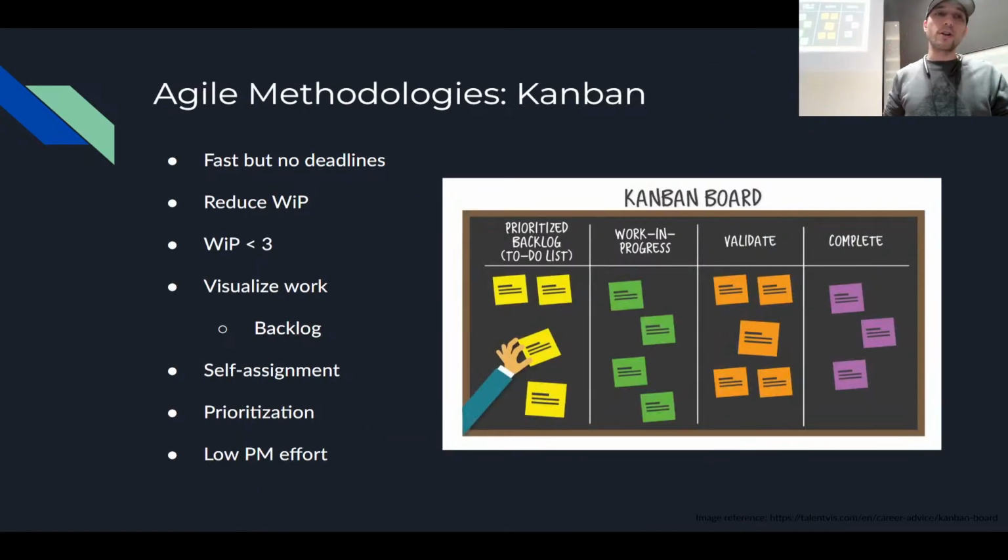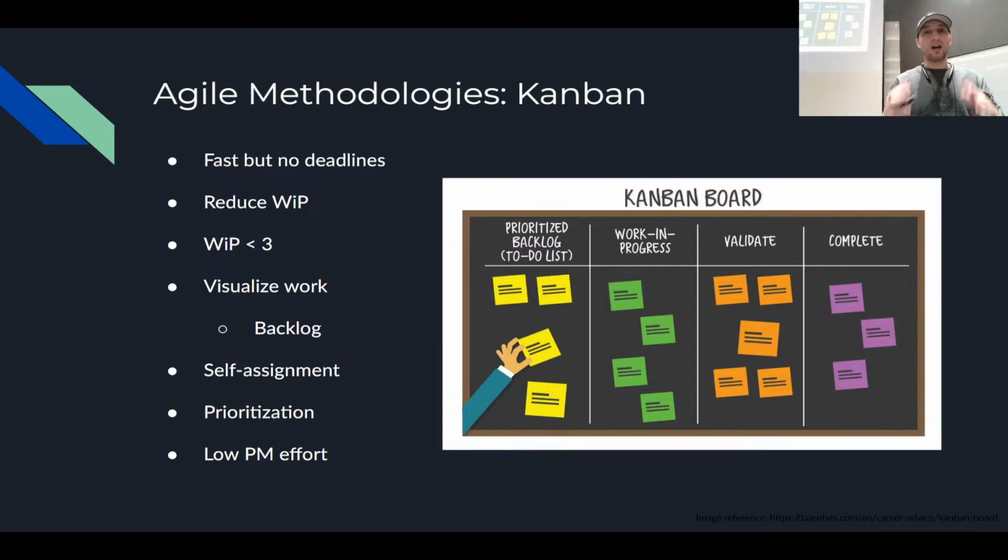So the first one I'm going to go over is Kanban because it's the simplest. Kanban is great when you want to go fast, but you don't necessarily have specific deadlines, okay? If you just have a bunch of work and you just need to keep pumping it out and you can deliver whenever, Kanban is great because it's very, very low overhead, but it focuses on speed.